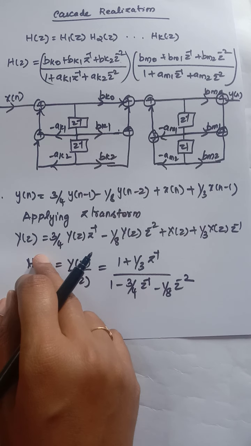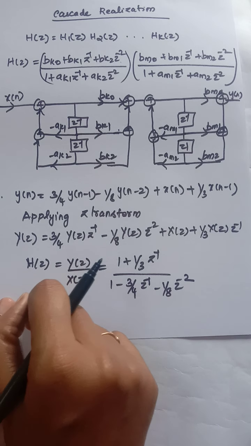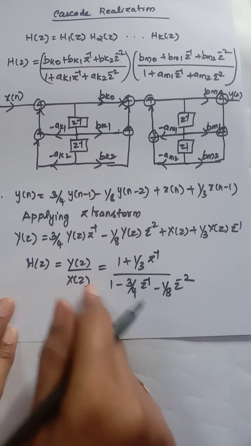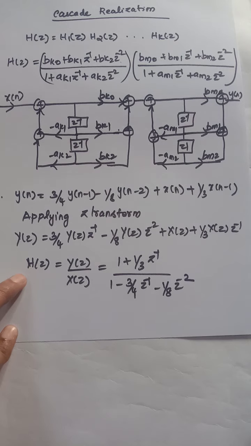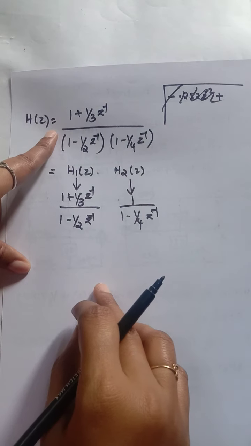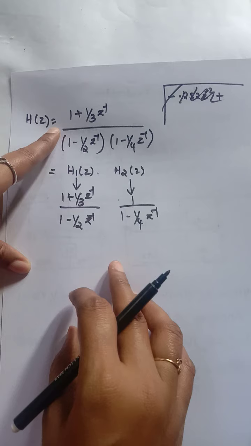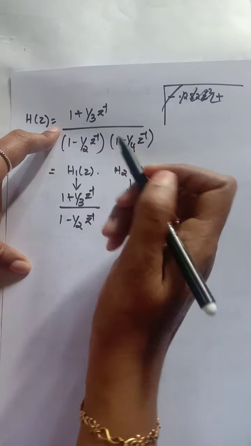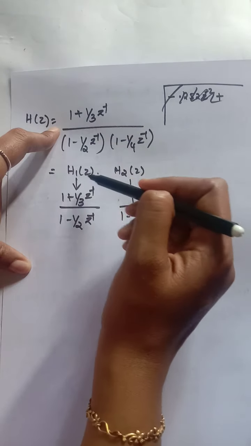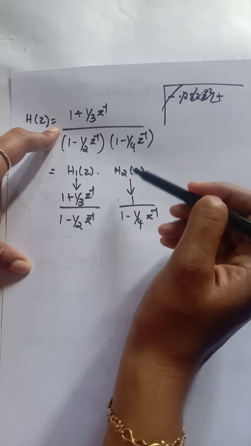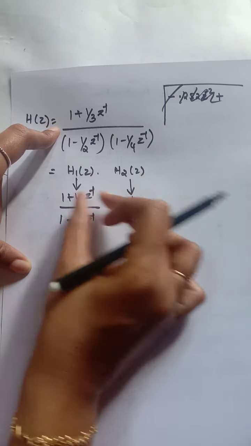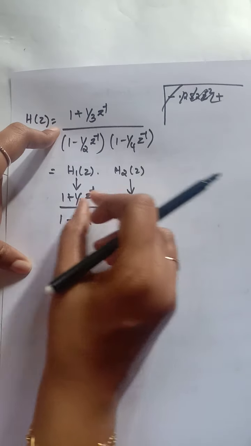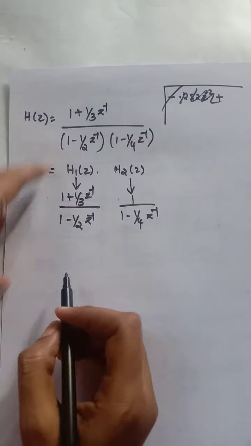So now consider this problem. In order to draw the cascade realization, the first step is you need to have the transfer function. So I have applied the z transform and I have obtained the transfer function H(z). So I have factored the denominator and I have written it in these two factored forms. I am going to consider this one as H1(z) and this as H2(z). Either way is up to you. Here you can write 1 by 1 minus 1 by 2 z inverse.